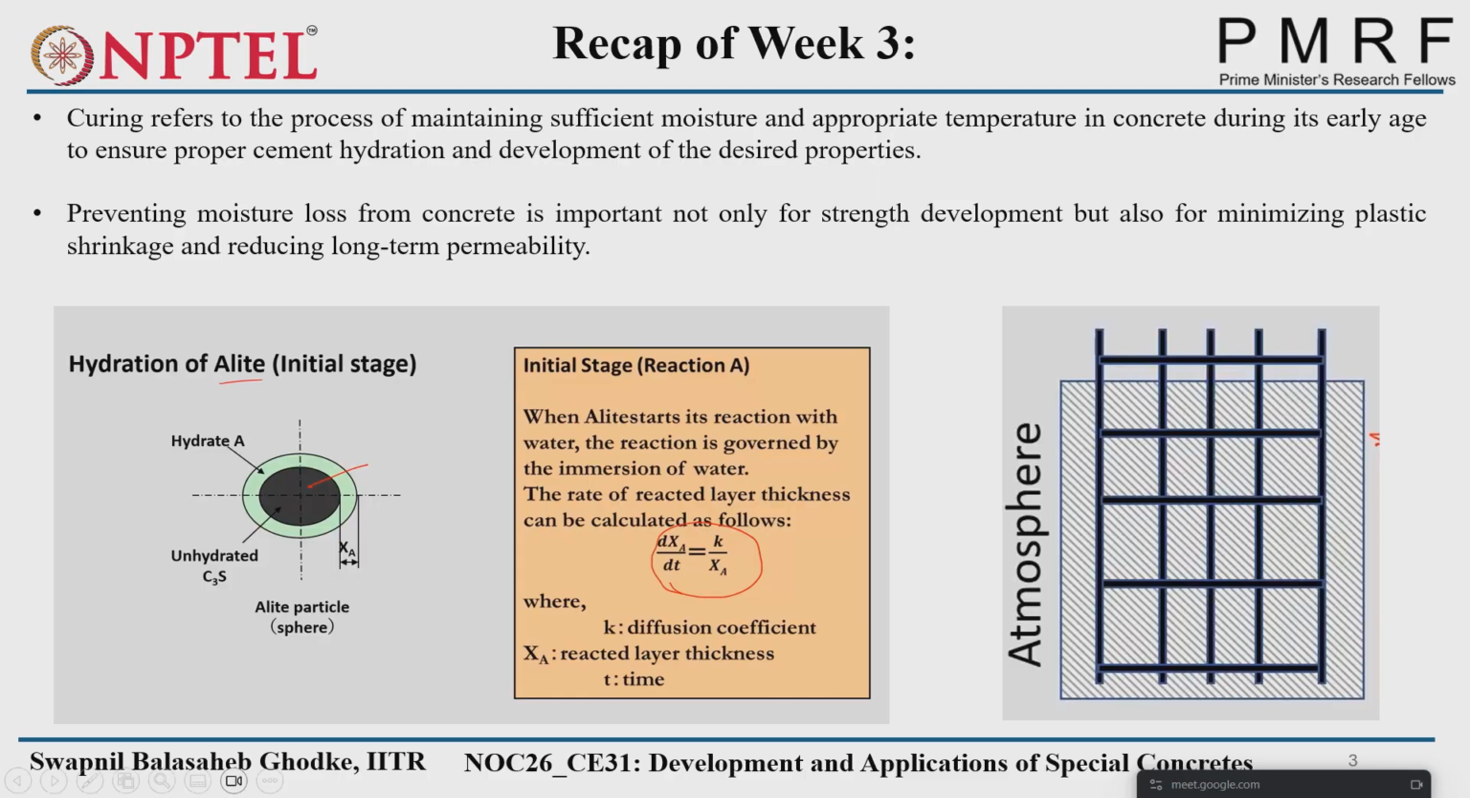If the diffusion is strong, the water will penetrate through this thickness and hydrate the inside substance, whatever unhydrated cement is there. But if the thickness is more and the water is not able to penetrate it, then the unhydrated cement will remain in position and will not hydrate completely. The relation given for that is that the rate of thickness growth is inversely proportional to the thickness and depends upon the diffusion coefficient, whether water will diffuse through that layer or not.